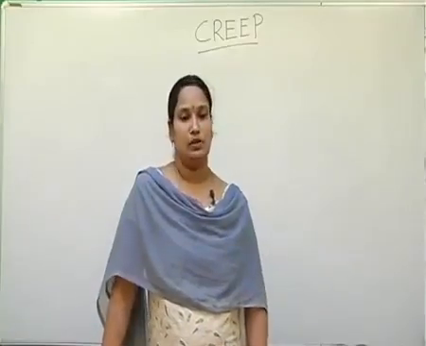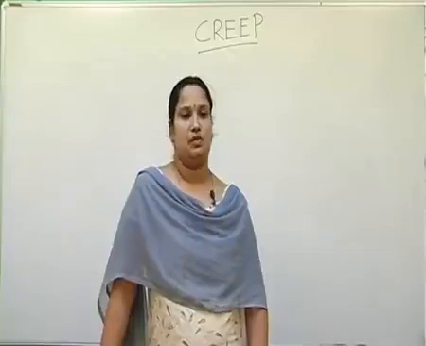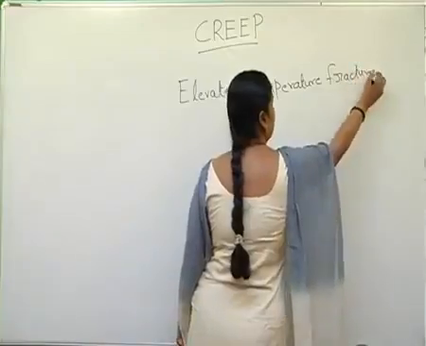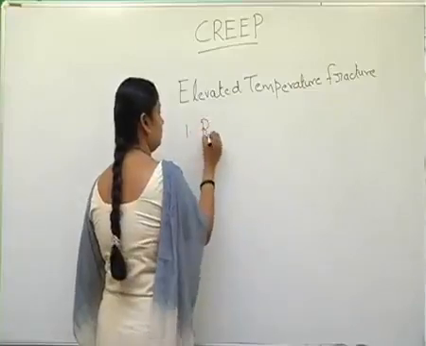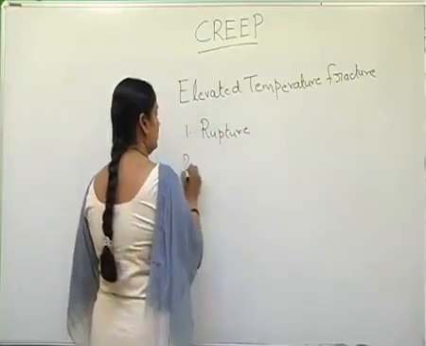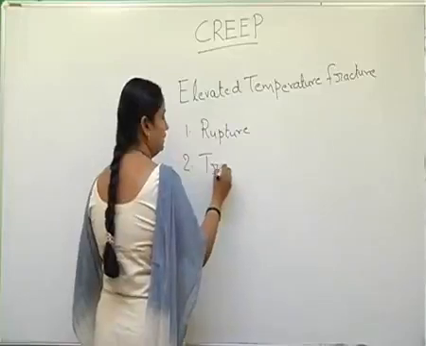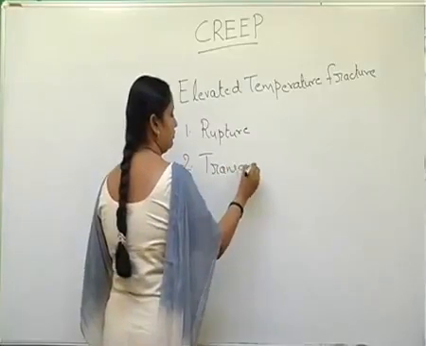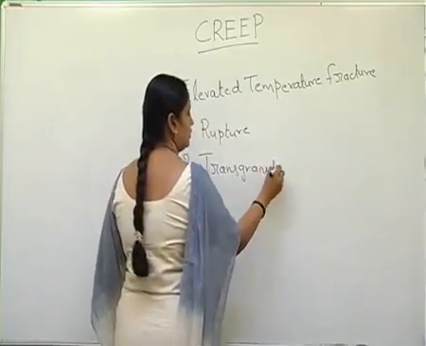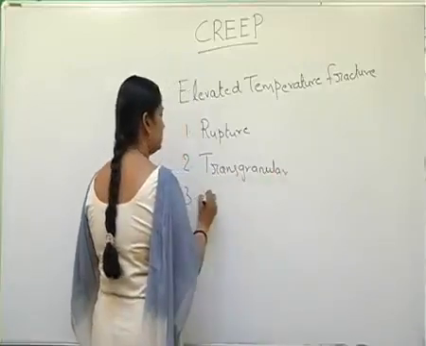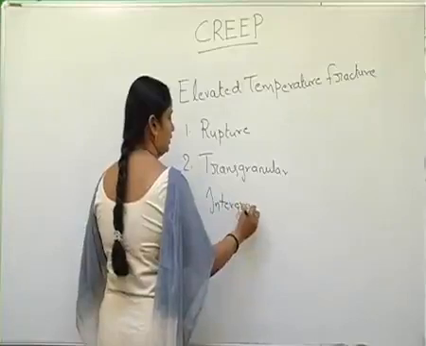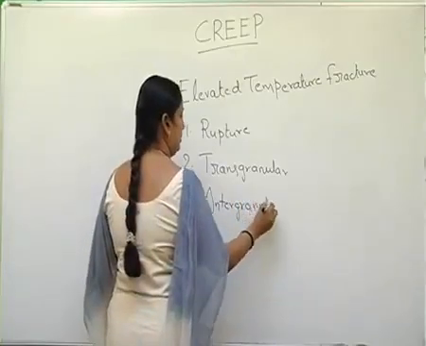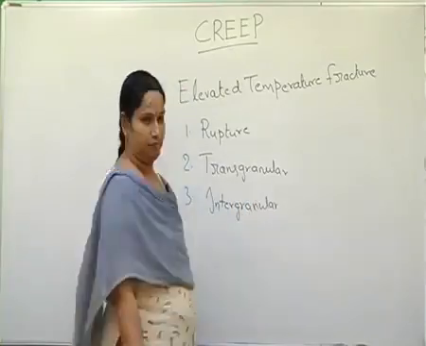Now we look into elevated temperature fracture. Elevated temperature fracture is of three types: rupture, transgranular, and intergranular. So these are the three modes of elevated temperature fracture: rupture, intergranular, and transgranular.